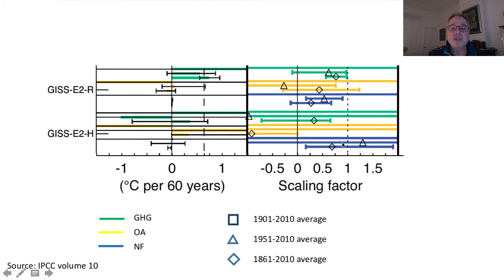The required scaling factor results are compared for three data sets. The squares are the average scaling factor for the 1901 to 2010 data, so the data set that I've been showing you up till now. Triangle markers are for the 1951 to 2010 data, and diamonds are the 1861 to 2010 data. So that's the full data set.